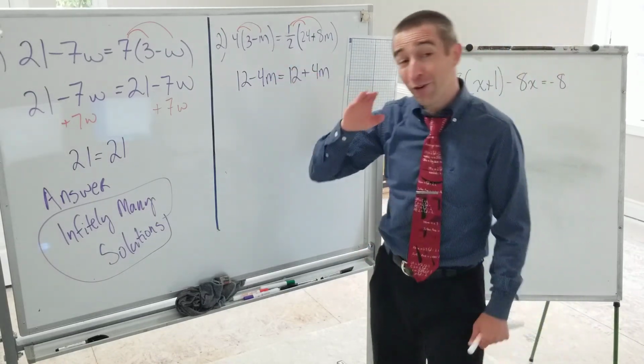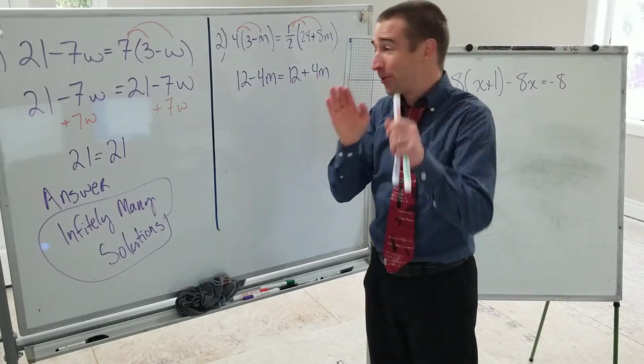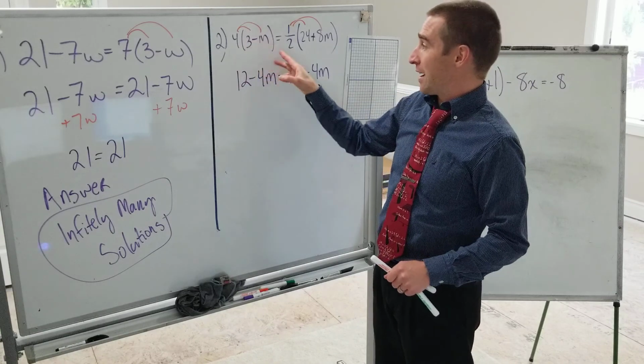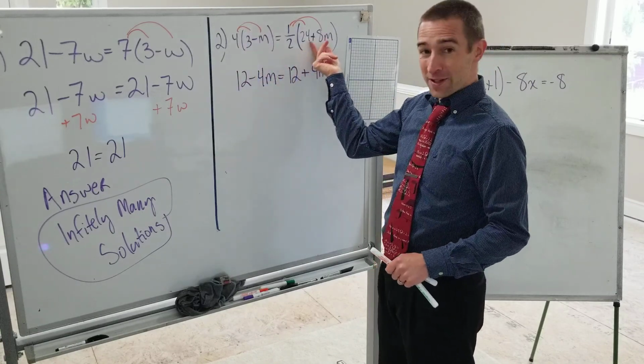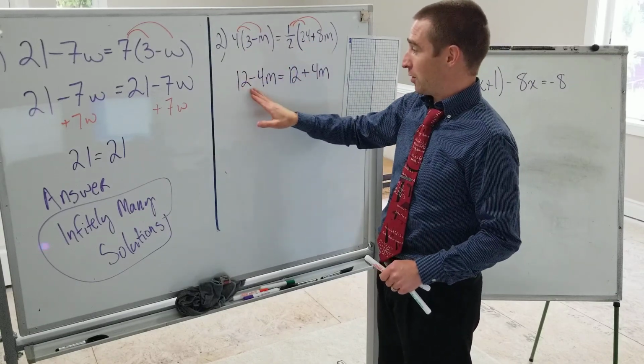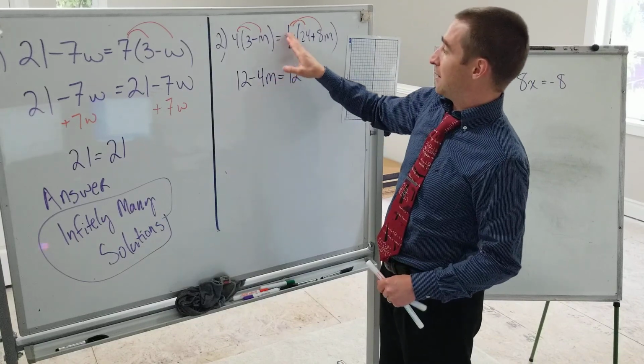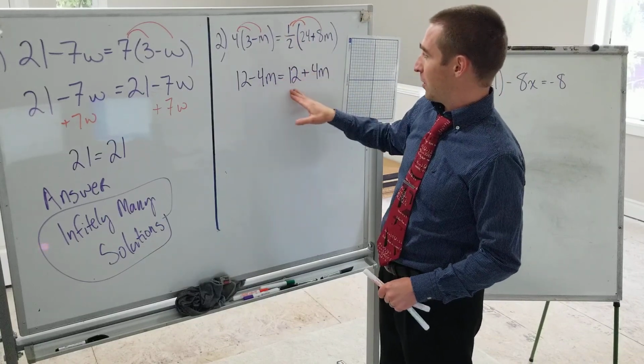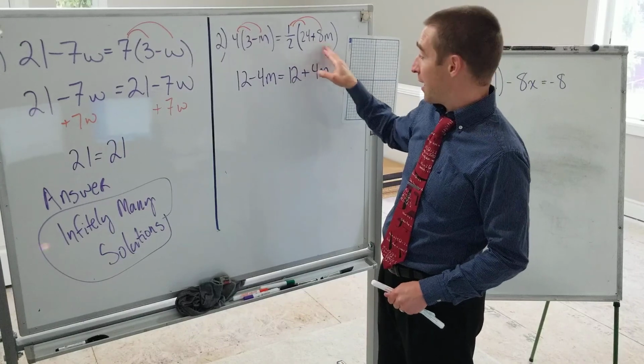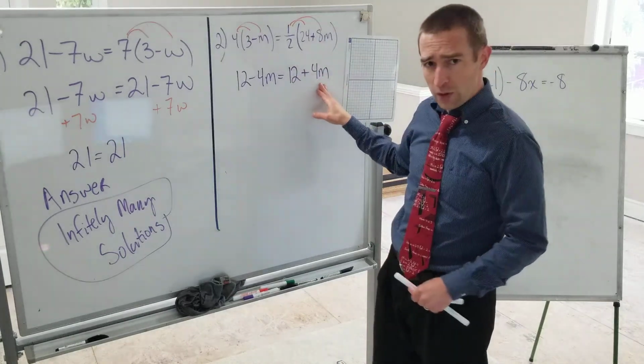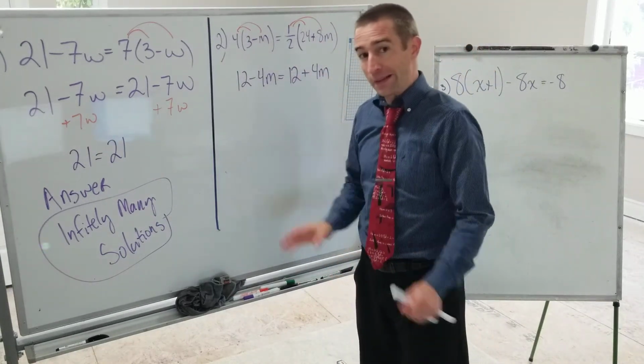All right, so going back, let's say this was the actual problem. 4 times 3 minus m equals 1/2 times 24 plus 8m, right? So I distribute: 12 minus 4m, and then a half times 24 is 12, and a half times a positive 8m is a plus 4m. Okay, and let's pretend that error never happened. Sorry.